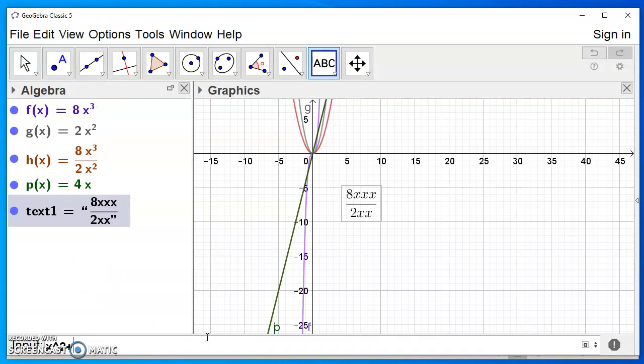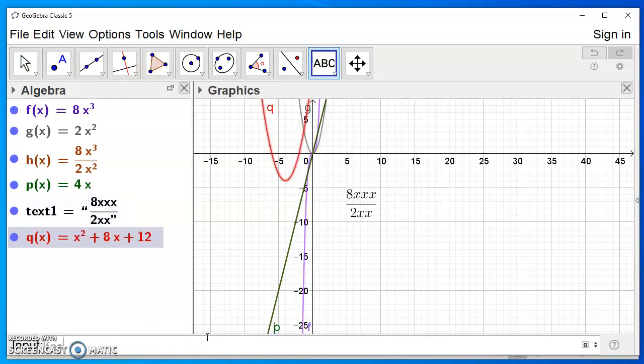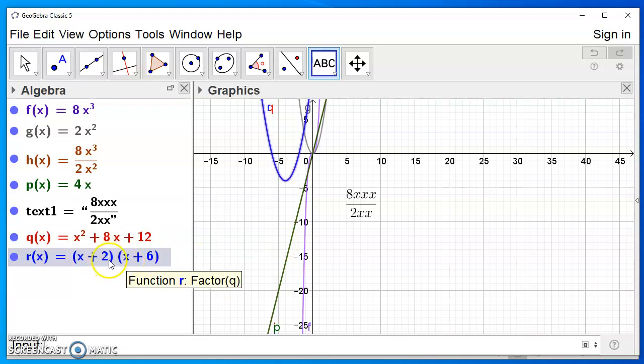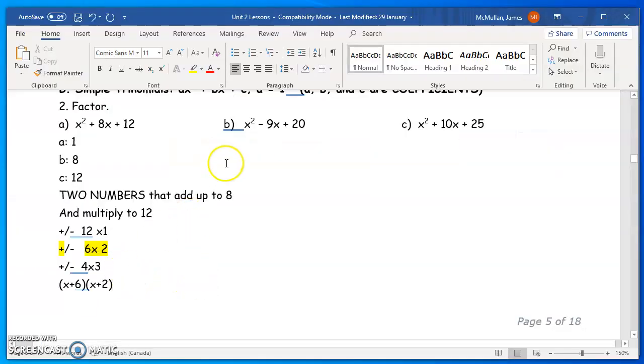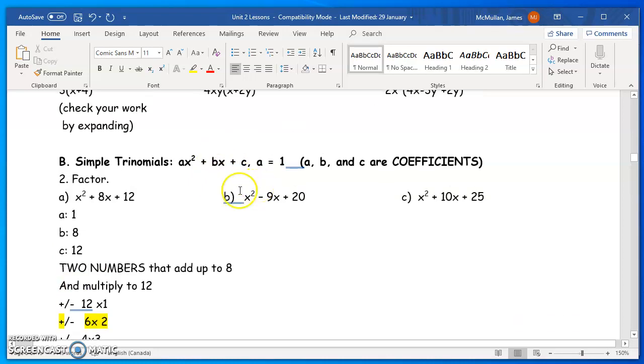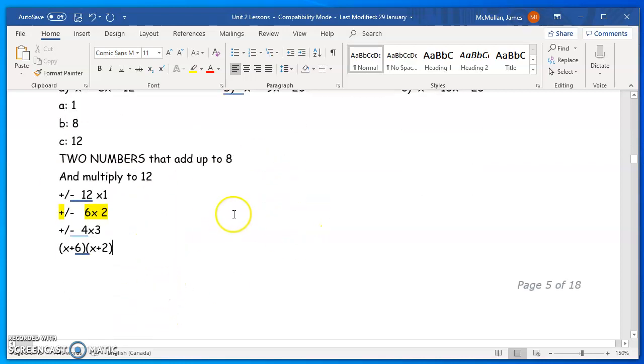Again, GeoGebra is helpful for this sort of thing. That's my original question. It named it Q. I type factor Q, and it comes up with x plus 2, x plus 6. Keep in mind, because this is multiplication, the order that these two factors show up in doesn't matter. Either order would work. You could do x plus 6, then x plus 2, or x plus 2, then x plus 6. Okay? That's how you factor a simple trinomial, and these are fairly straightforward. You just get used to looking for these combinations of numbers.